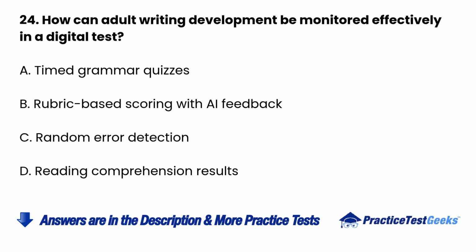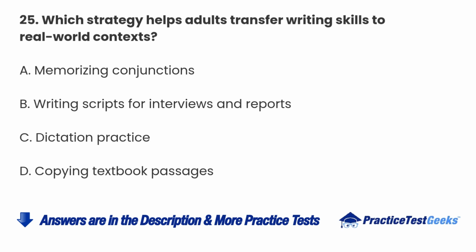A. Timed grammar quizzes. B. Rubric-based scoring with AI feedback. C. Random error detection. D. Reading comprehension results. 25. Which strategy helps adults transfer writing skills to real-world contexts?